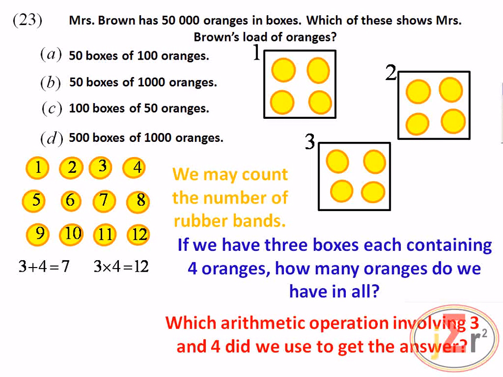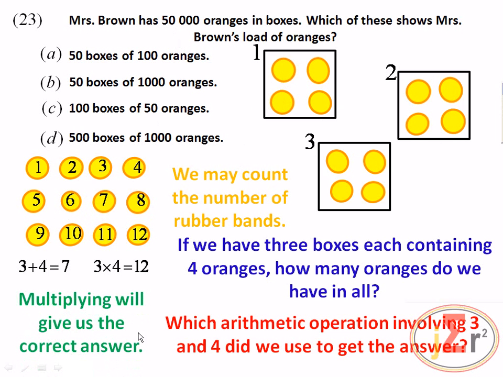Therefore, if we are taking the same approach to what we have here, 50 boxes of 100, 50 boxes of 1000, 100 boxes of 50, and so on, it means that we should multiply in order that we may get the total. And that we have done by using a small model, and we put the total number of oranges down, and we realize that if we have 4 in each box and we have 3 boxes, then 3 times 4 is 12. Multiplication is what we should use. Multiplying will give us our correct answer.